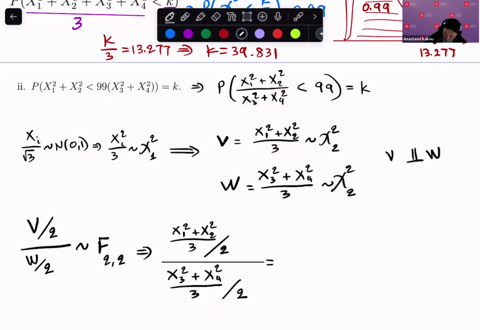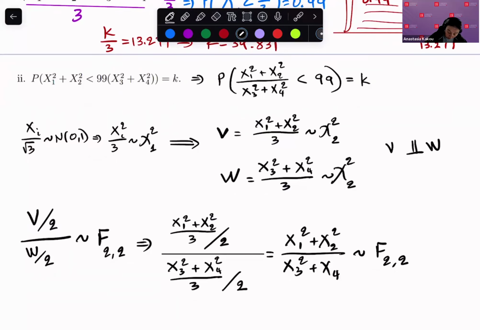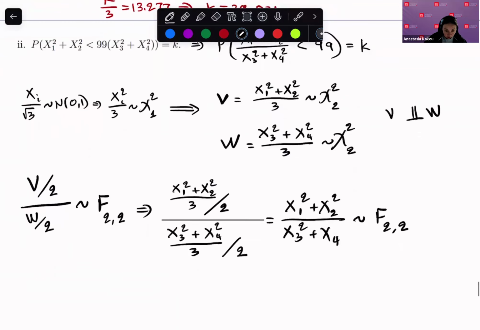Okay, now there are obviously some simplifications there. So the end result is (x1² + x2²) over (x3² + x4²), following the F(2,2). Okay, so that means that we can use the table straight away.